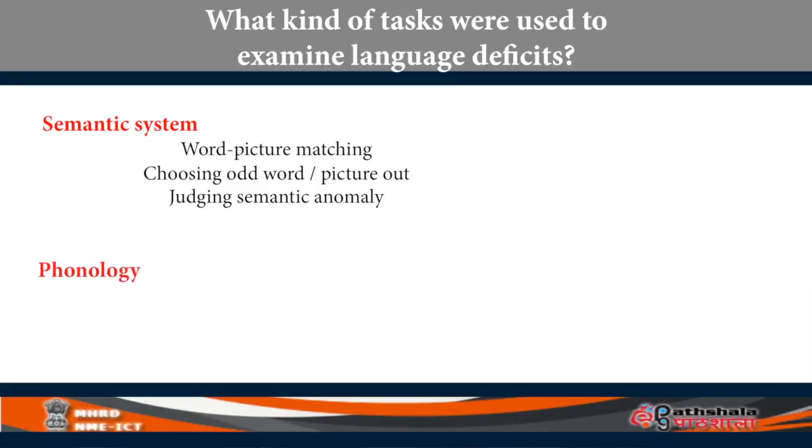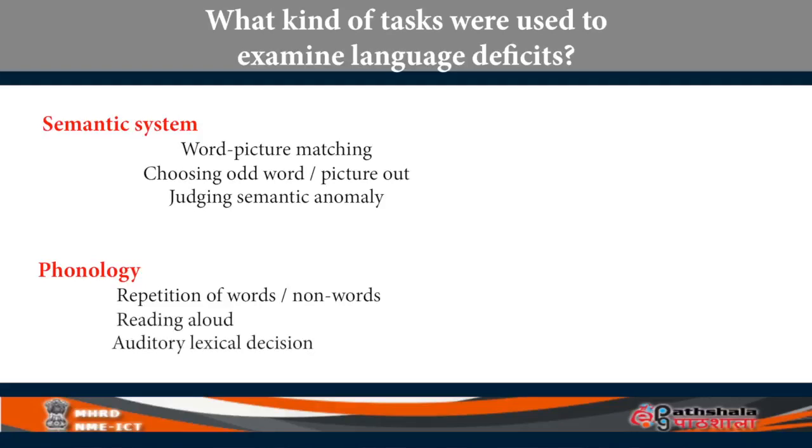Then phonology. If your interest is in testing the phonological module, you would say repeat the word after me, word or non-word, or read this word, or auditory lexical decision. I will give you something in your ear, press this button. If it is a meaningful word in your language, press the right side. If it is not meaningful, press the left side. Something like that. An auditory lexical decision task is administered like that. So these three examples are for testing the phonology module.